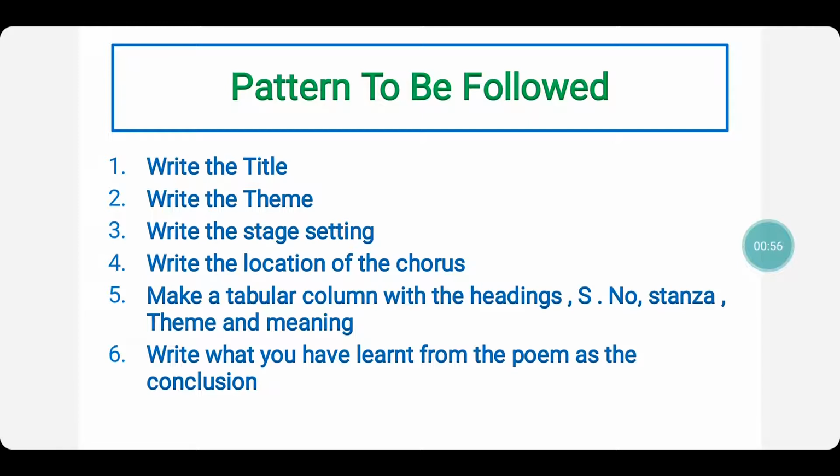Write the location of the chorus, where the singing group is located. Make a tabular column with the headings serial number, stanza, theme and meaning. And to conclude, write what you have learnt from the poem as the conclusion.